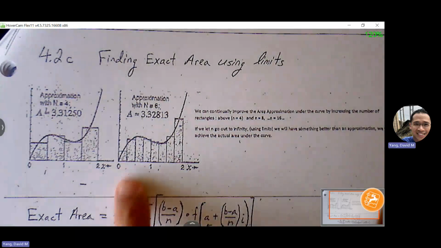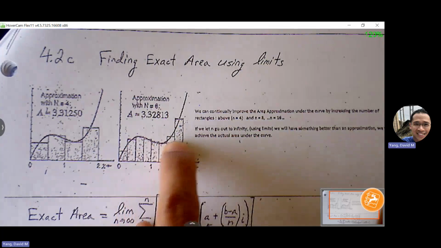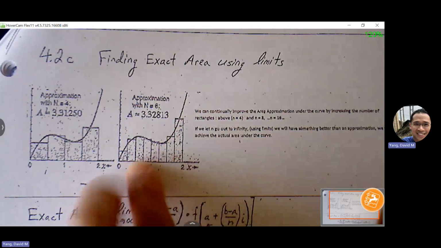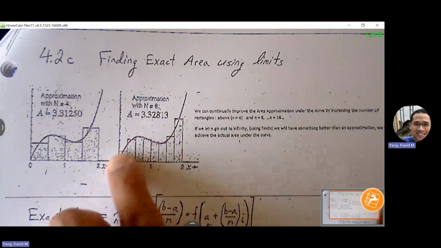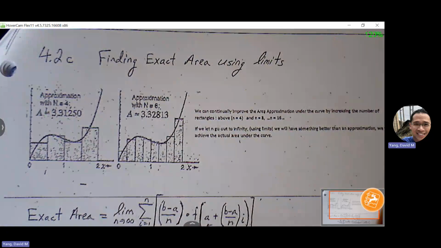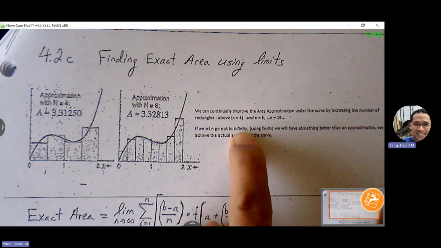Because if we have more rectangles, then there's going to be less gaps, because of the change in the graph, that's showing up in the graph, right? So what if we went from 8 to 16 or 16 to 32, 32 to 64? The approximations should improve. So what if we were able to go out to an infinite number of rectangles to be exact? Then that's the hope, right?